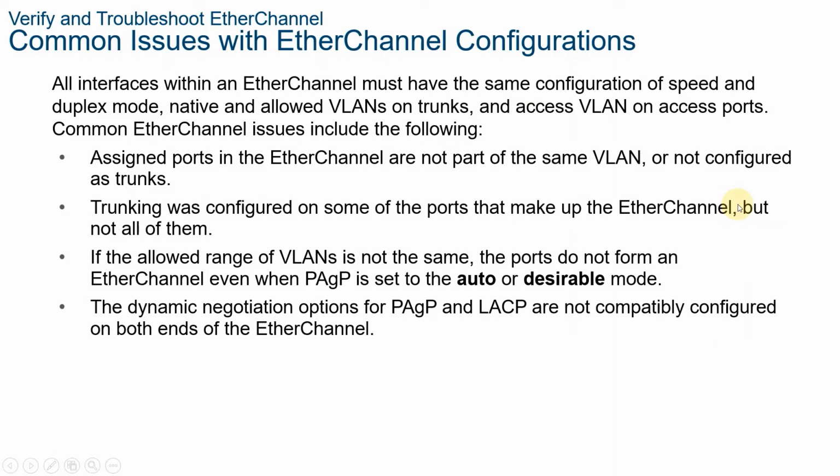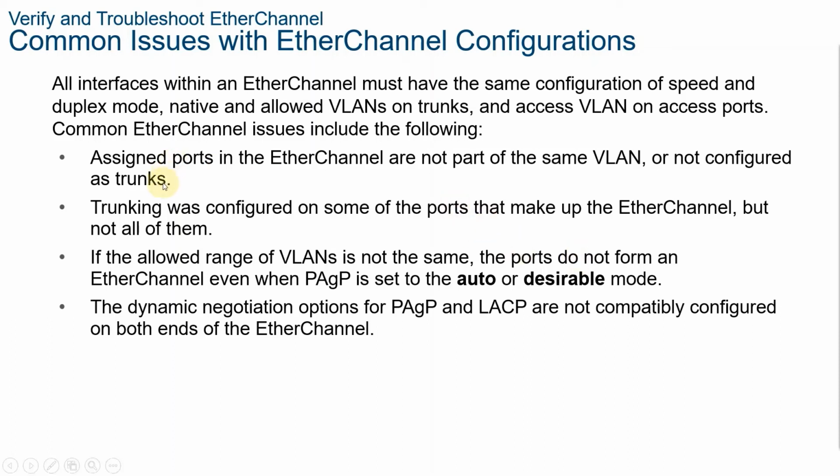Common issues with EtherChannel configurations. All interfaces within an EtherChannel must have the same configuration of speed and duplex mode, native and allowed VLANs on trunks, and access VLANs on access ports. Ensuring this configuration will significantly reduce network problems related to EtherChannel. Common EtherChannel issues include the following.